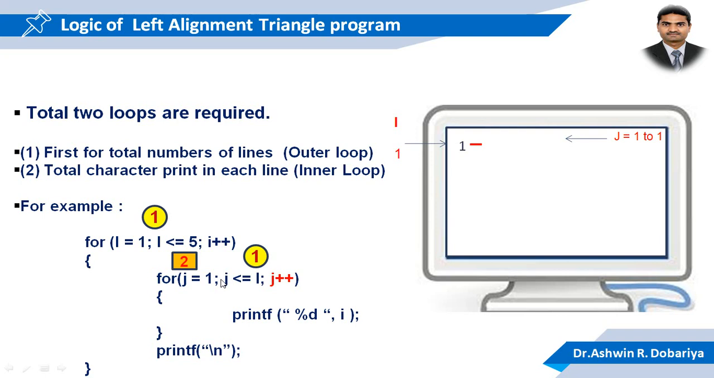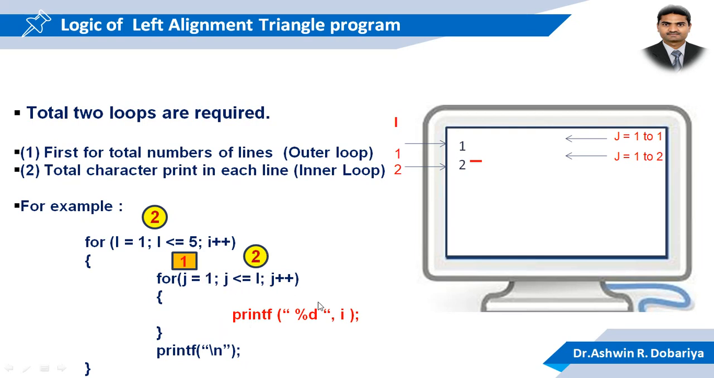So here again the \n executes, because we want to move the cursor to the next line. After that i increments by 1, and it becomes 2. Now the inner loop starts from 1 and it will execute 2 times.